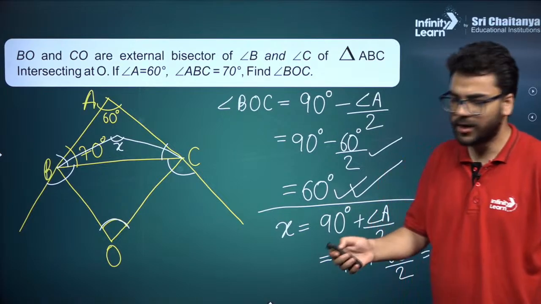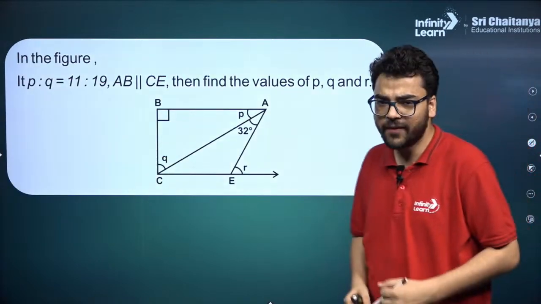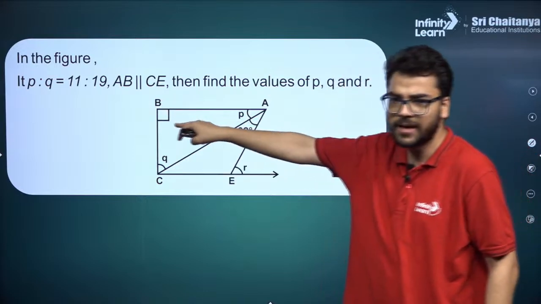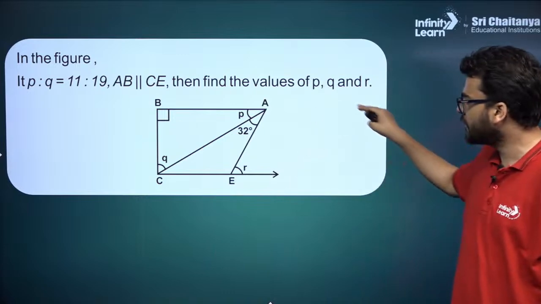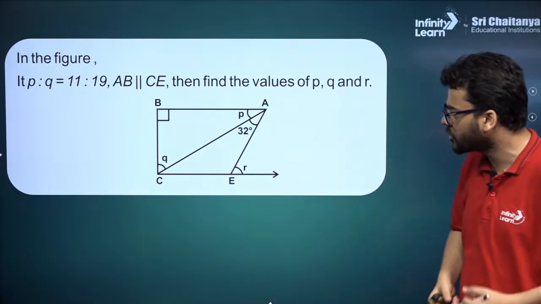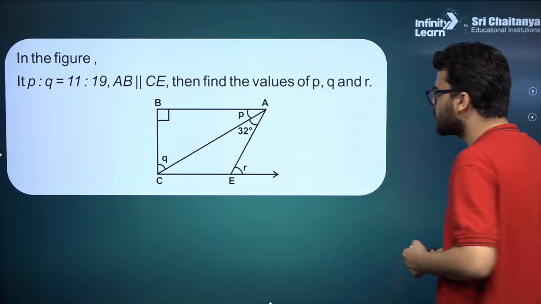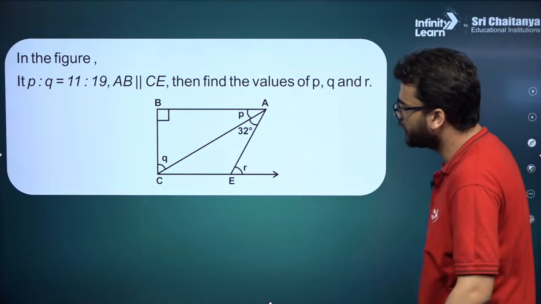Okay, fine. So let's move on to the next question over here. Try doing this, guys. So it is given over here that P is to Q is 11 is to 19. If AB is parallel to CE, then you have to find the values of PQR. It's a direct question, guys. You can try doing it quickly. Find the values of PQR. Can you let me know the answer, guys, over here?